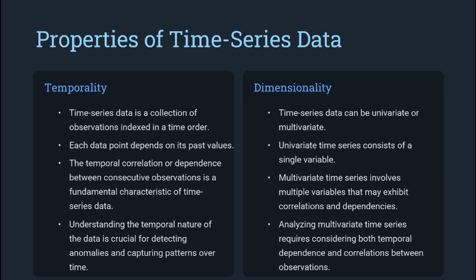Dimensionality: time series data can be univariate or multivariate. Univariate time series data consists of a single variable. Multivariate time series involves multiple variables that may exhibit correlations and dependencies. Analyzing multivariate time series requires considering both temporal dependence and correlation between observations.